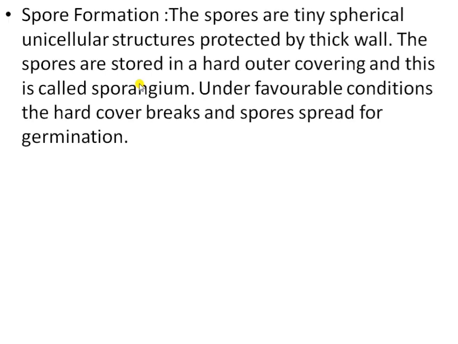Next is spore formation. Spores are tiny spherical unicellular structures that are protected by a thick wall, and spores are stored in a hard outer covering called the sporangium. In the sporangium several spores are present, and under favorable conditions, when water and nutrients are present, the hard cover breaks and the spores spread for germination. Examples are bread mold, mosses and ferns.